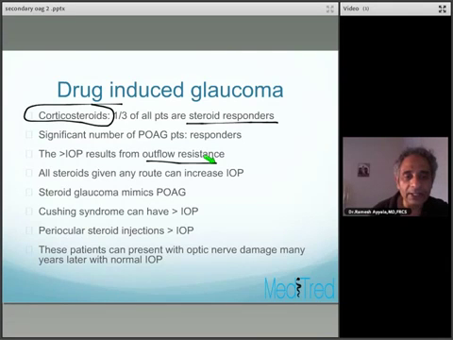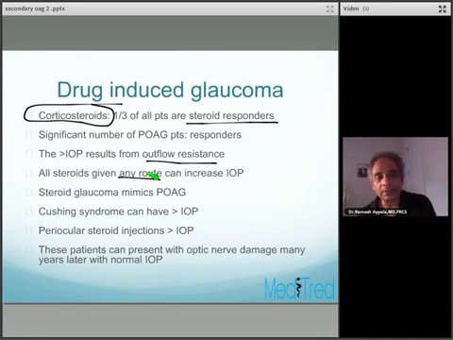Steroids given in any route, you've got to understand this, whether it's nasal, topical, injection form, oral, it really doesn't matter. Even if you apply steroids to skin, it can cause the pressure to go up. And the steroid-induced glaucoma can mimic primary open-angle glaucoma. Also remember, when the intrinsic steroid levels are increased, such as in Cushing syndrome patients, they can have elevated intraocular pressure. Periocular steroid injections can also cause the pressure to go up.